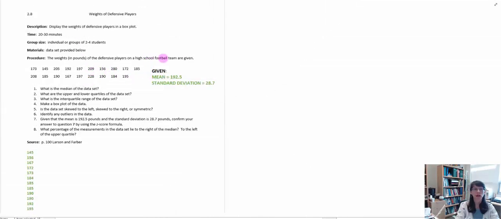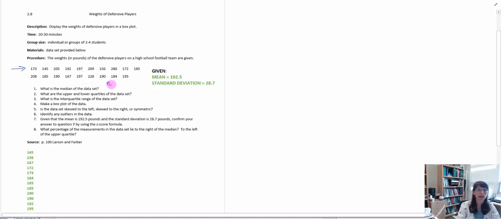In this video, we're going to talk about the weights of defensive players and construct a box plot with the given data. Here we have the weights of 19 different defensive players. So N is going to equal 19. We're going to use these weights to find the median of the data for question number 1.